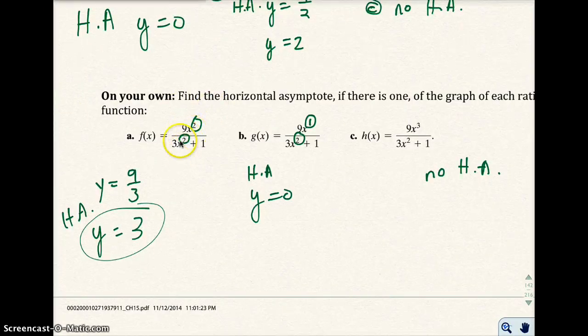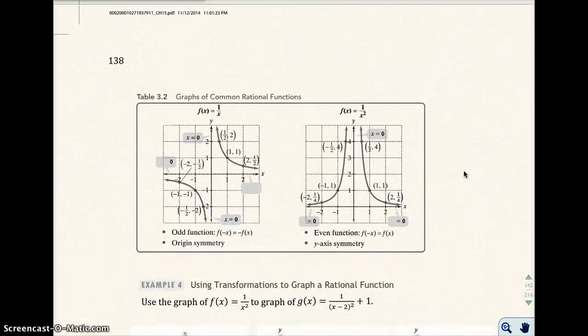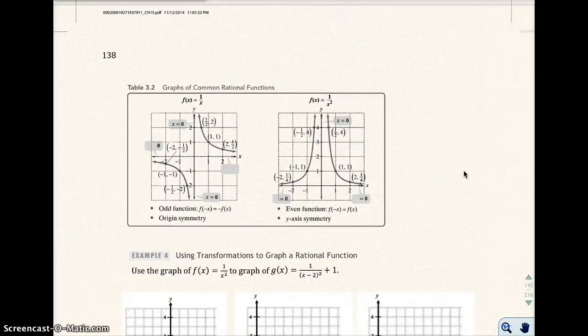Okay, so here are the answers. In part A, the degrees were the same, so we're going to take the coefficients and divide them out, and then I get y equals 3 as the asymptote. In B, the degree in the numerator is smaller than the degree in the denominator, so we have y equals 0. And then in C, the degree on top is bigger than the degree on the bottom, so there's no horizontal asymptote.